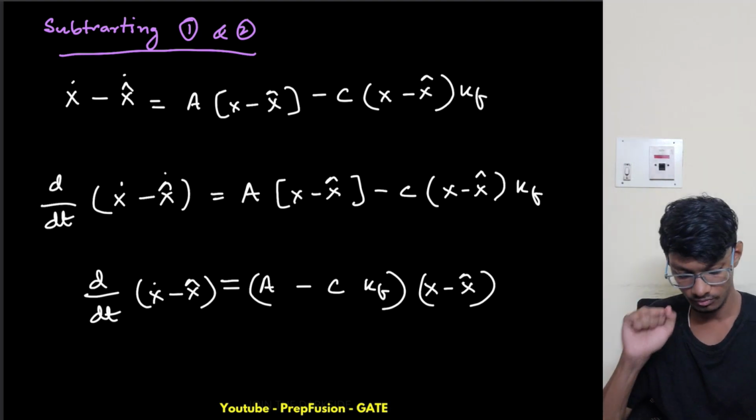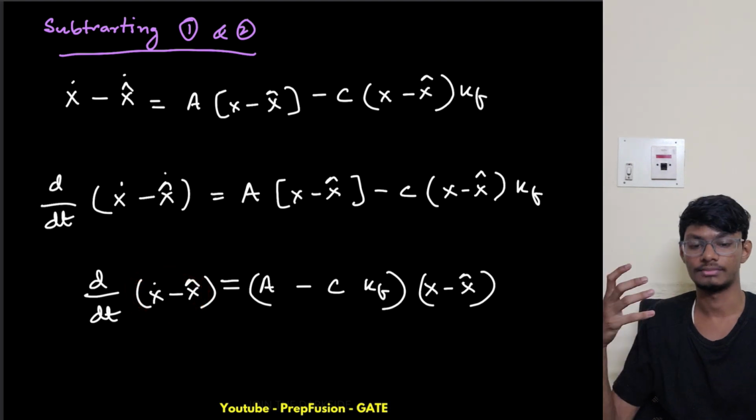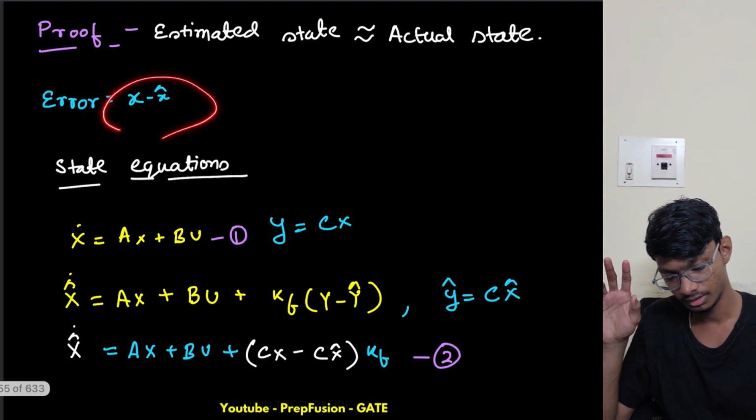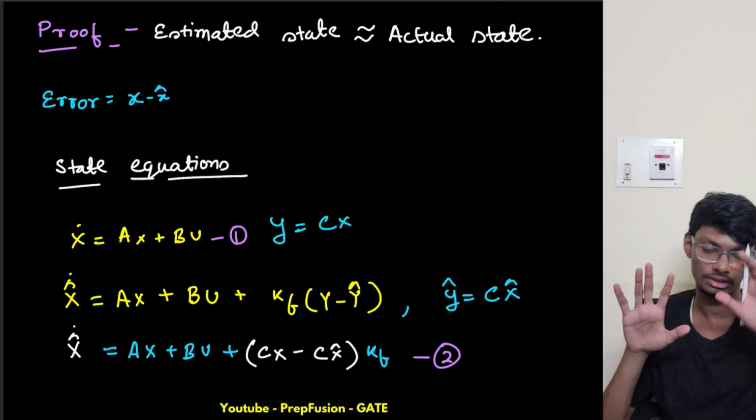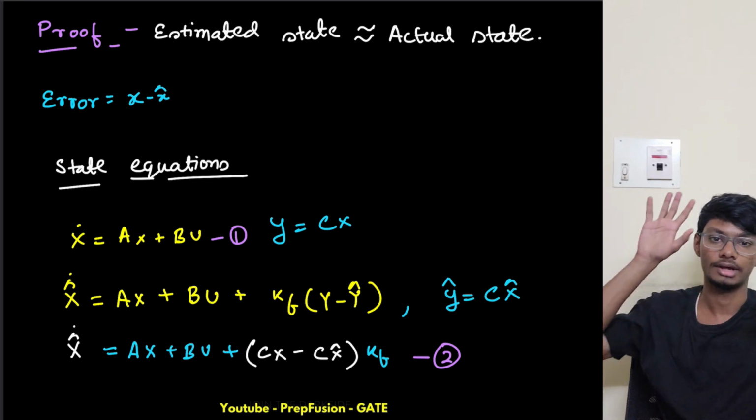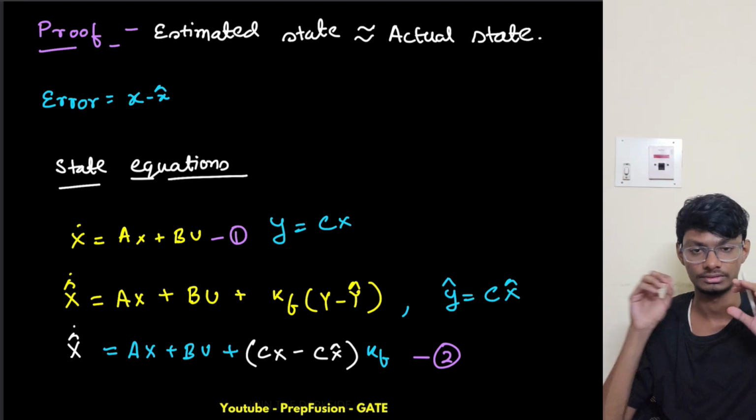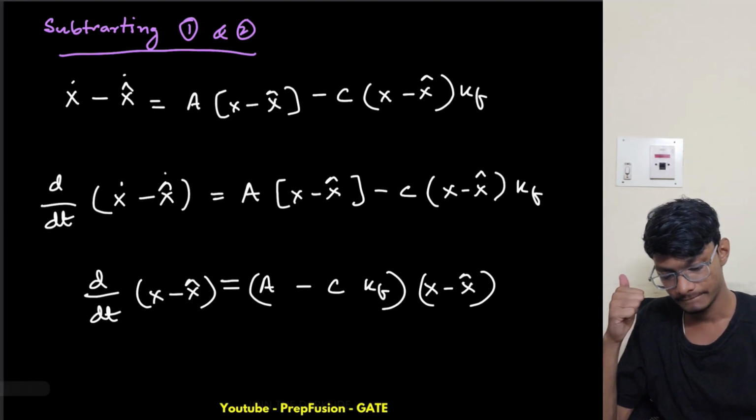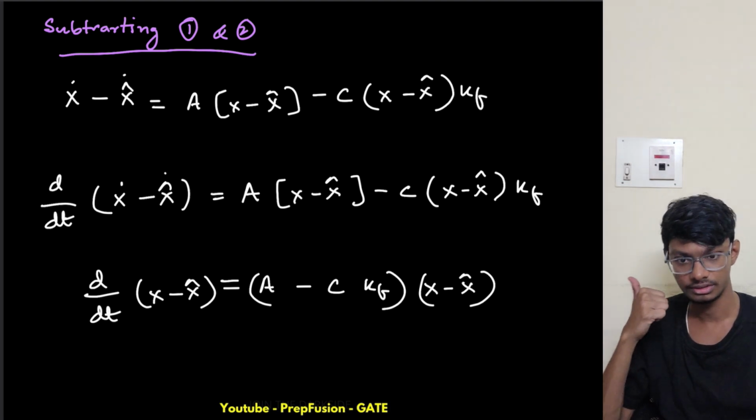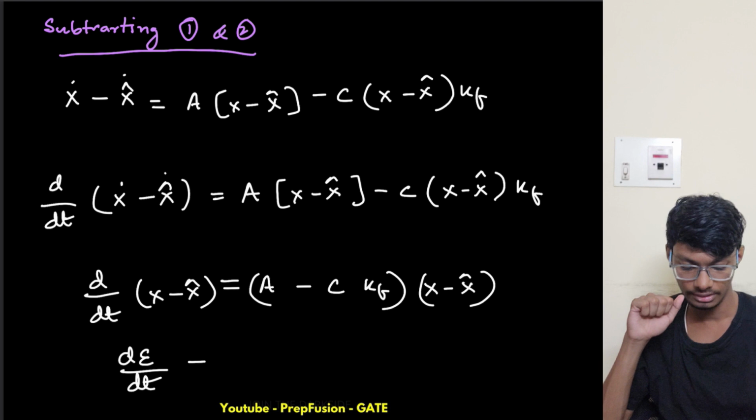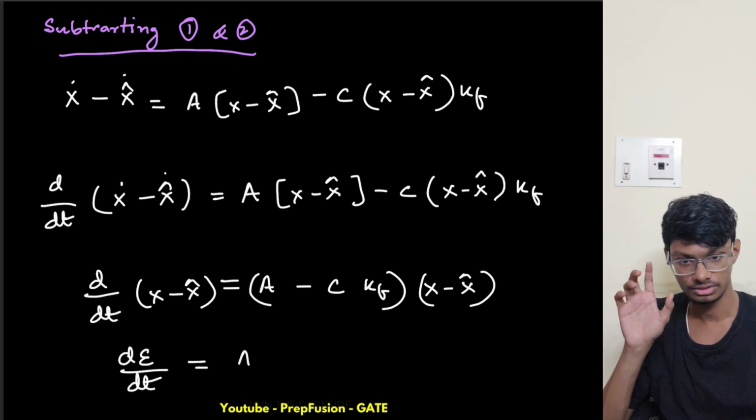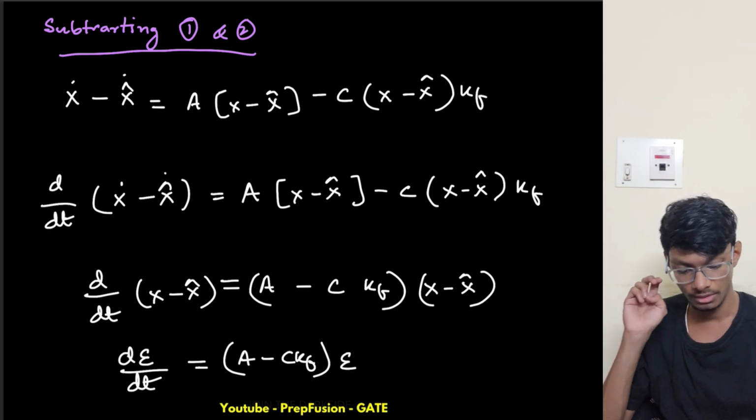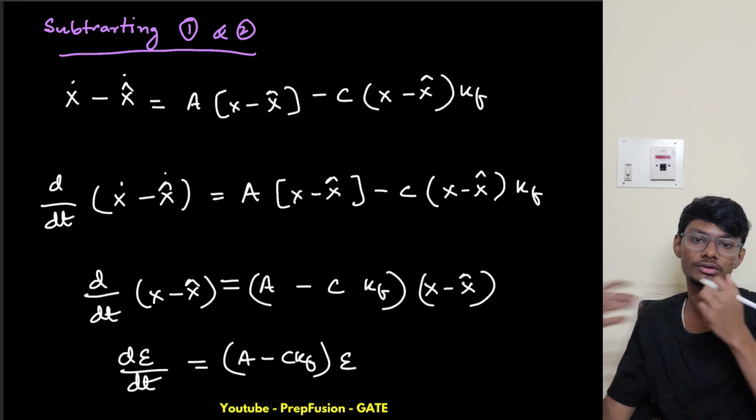So now what is this x minus x cap equals to? Sorry, this is not dot anymore, this is normal x minus x cap. So we've already written it here, it is error, right? Error, the difference between the estimated state and the actual state. If it is non-zero, then there is some error. If it is zero, then there isn't any error. So I get this as d/dt of the error equals to this a minus c kf matrix, right, into the error itself, okay.